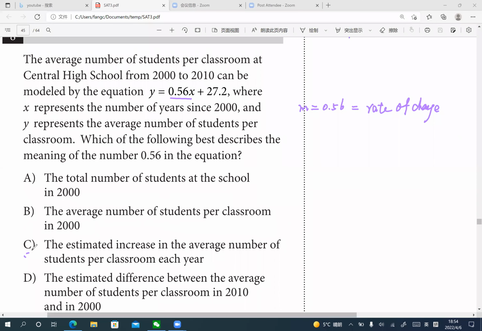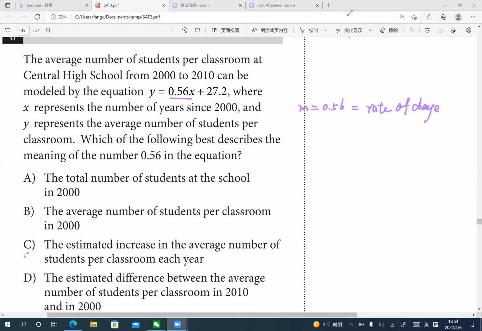Question 8. The average number of students per classroom at Central High School from 2000 to 2010 can be modeled by the equation y equals 0.56x plus 27.2, where x represents the number of years since 2000 and y represents the average number of students per classroom. Which of the following best describes the meaning of the number 0.56 in the equation?